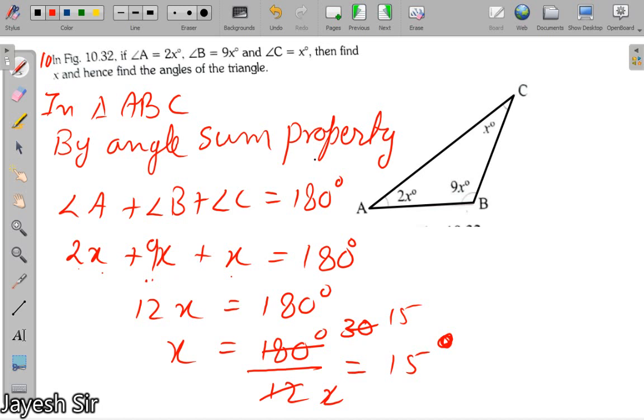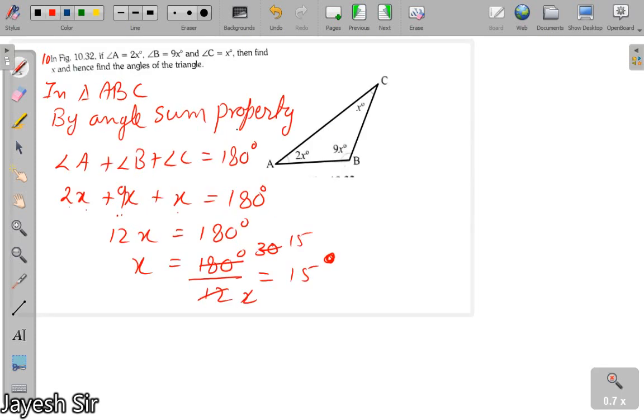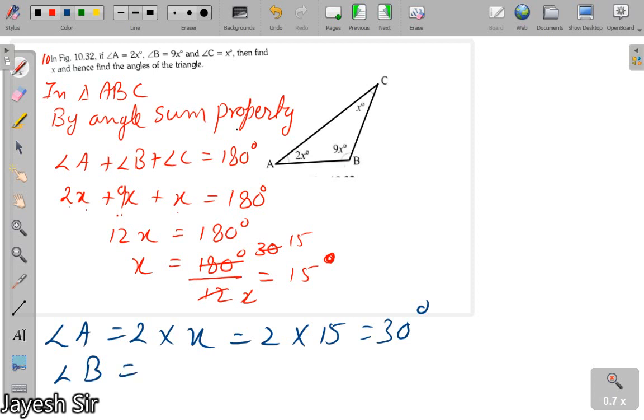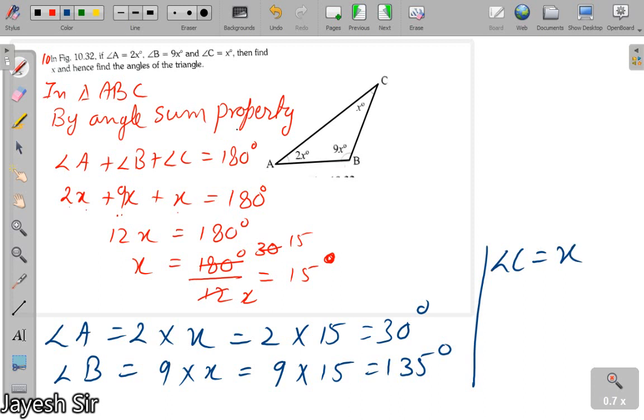Okay. Now we can easily find out value of each and every angle. So angle A, that was equal to 2 into x, will be 2 into 15, that is 30 degree. Angle B will be equal to 9 into x, that is 9 into 15, that is 135 degree, my bad. And finally angle C is equal to x, which is 15 degree. If you add all these three angles, you will again get an answer of 180 degree.